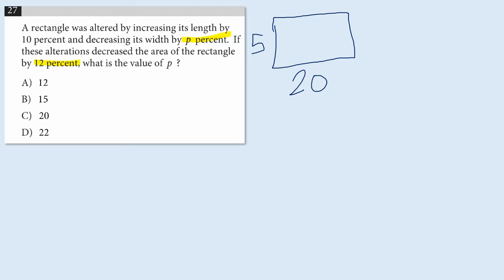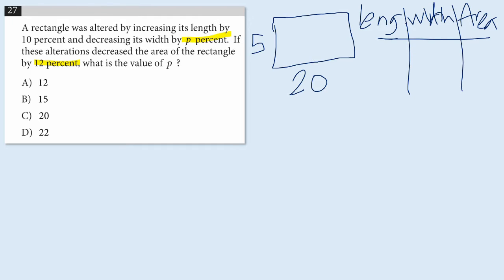So we have length, width, and area. The length is 20 units, the width is 5 units, and the area is 100. All right, so far so good.